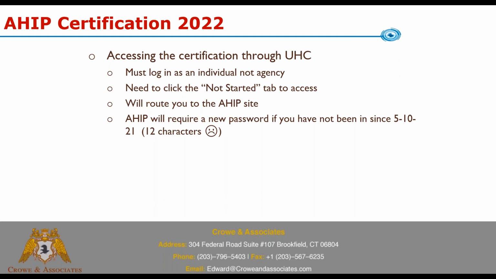When you're in there and you access AHIP through United or any of the companies for that matter, it will automatically route you to the AHIP site. If you've not yet done this, if you go into AHIP, you're going to have to reset your password. If you haven't been in there since 5/10/21, they're going to automatically redo the password. And, fun, the new one has got to be a minimum of 12 characters. I can't remember what I had for breakfast this morning, so that makes it tough. I guess you just got to jot it down.